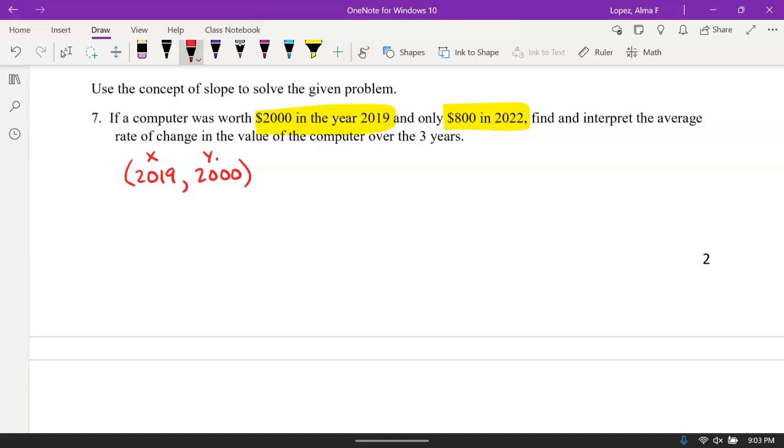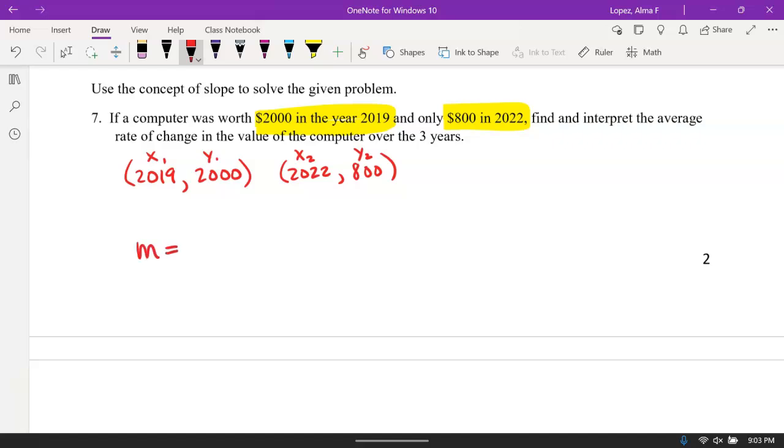And in 2022, the computer was worth $800. I want to see the average rate of change. I'm labeling my points already. Okay, let's plug into our slope formula.